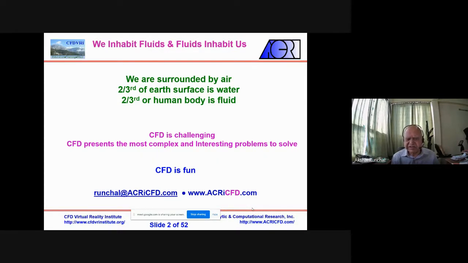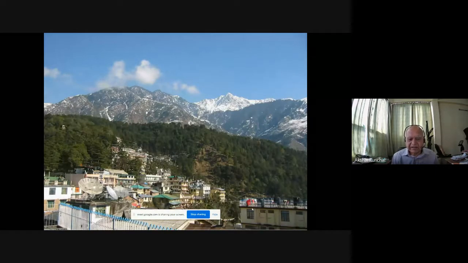It's a very challenging issue, and it presents the most complex and interesting problems. And for me, it has been fun, and I hope it is for you too. This is a nice place I come from. It's called McLeodganj in Himachal, Dharamshala. And I show it to you because it's a nice place to be, to think, and to grow up in.